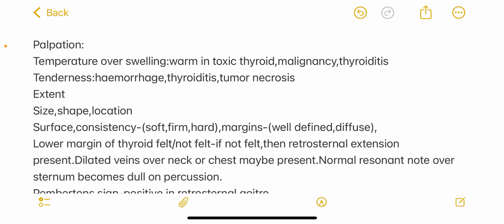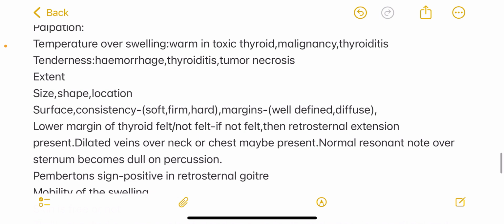Dilated neck veins or chest veins may also be seen when there is retrosternal extension. And a normal resonant note is noted over the sternum. It becomes dull on percussion when there is retrosternal extension. This resonant note over the sternum is not very reliable, because sometimes in normal people also it will be dull itself. Certain standard textbooks have mentioned it, but this is a little confusing matter, even among the examiners.